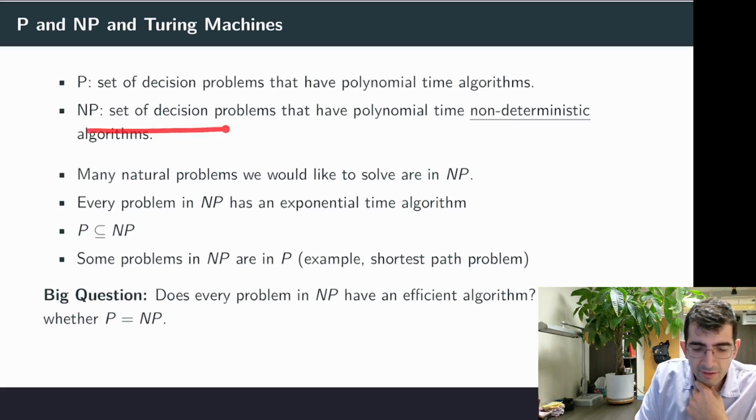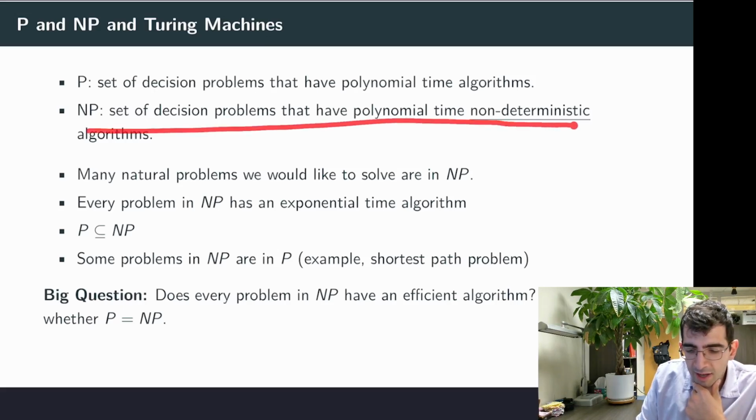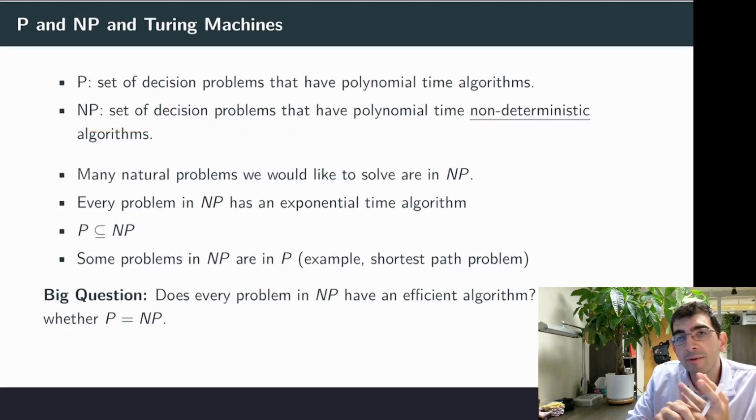NP is the set of decision problems that have a polynomial time non-deterministic algorithm. So again, a non-deterministic computer can solve the problem in polynomial time, and that's literally SAT, right? The algorithm for a non-deterministic computer for SAT would simply be: guess an assignment. That assignment will evaluate to true, output the assignment if it is satisfiable.